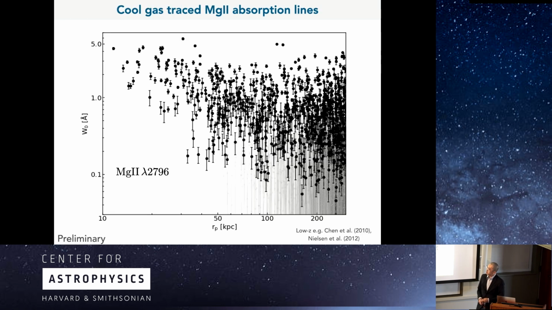In this plot, I'm showing the rest equivalent width of the magnesium-2 absorption line as a function of impact parameter. The black data points are measurements with more than 3 sigma detection, and the gray data points are measurements with below 3 sigma detections. And you can see that in the inner region, the magnesium-2 absorption line on average is stronger compared to the outer region, and this is actually consistent with the measurement at low redshifts.